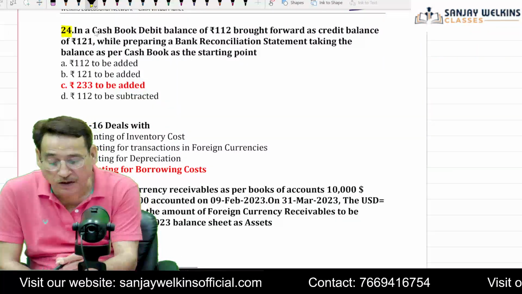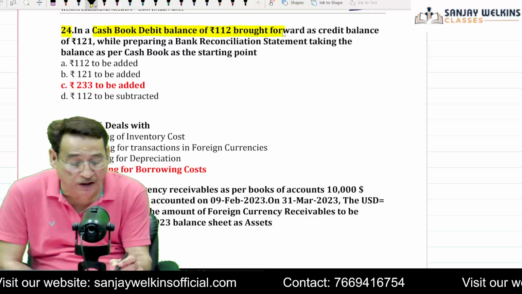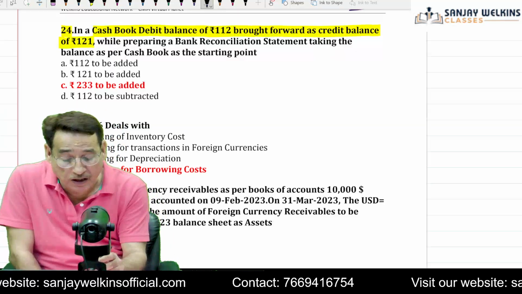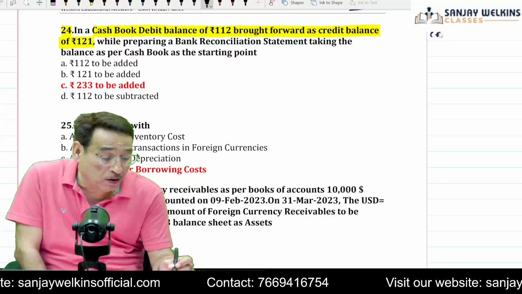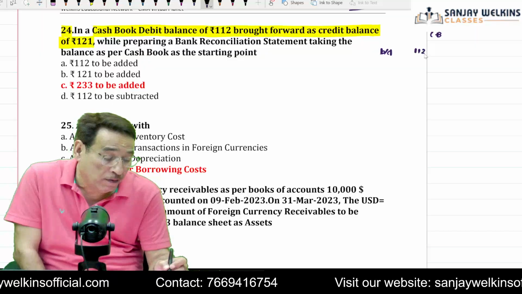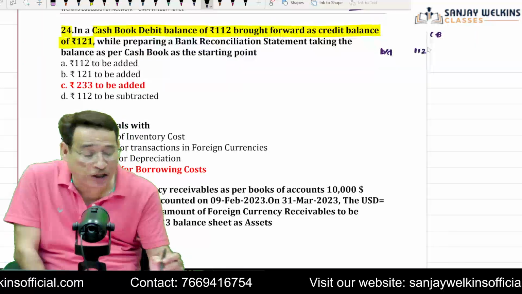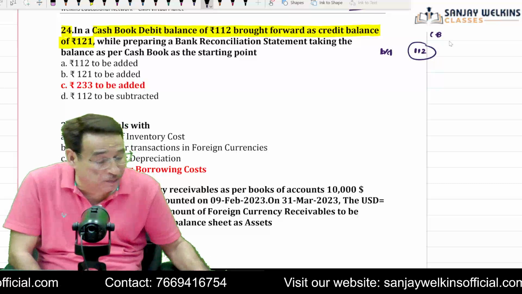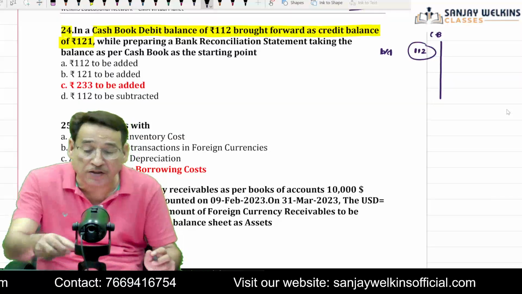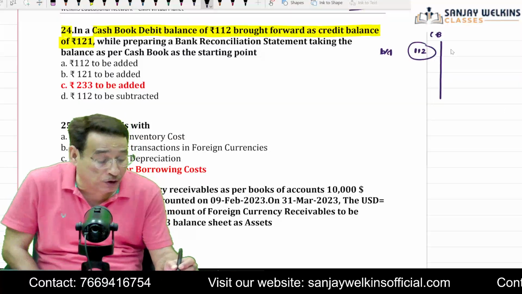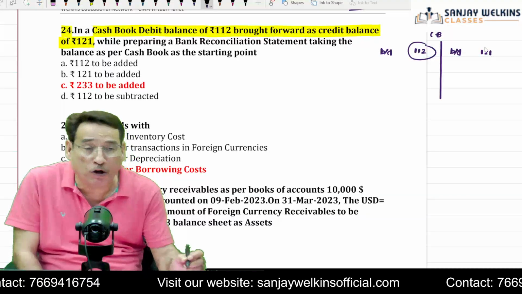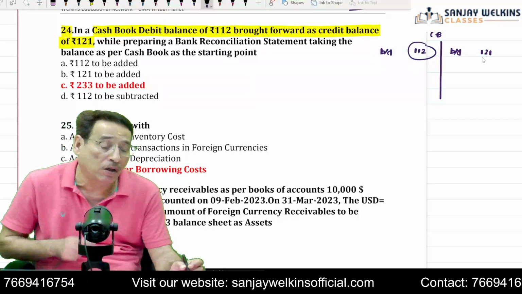In the next question, it is written that a cash book debit balance of 112 was brought forward as a credit balance of 121. Now what happened actually in the cash book? We were supposed to write on the debit side as balance brought down 112, which we didn't. Instead, we committed a gross mistake. We wrote on the credit side as balance brought forward, and what we wrote was 121.